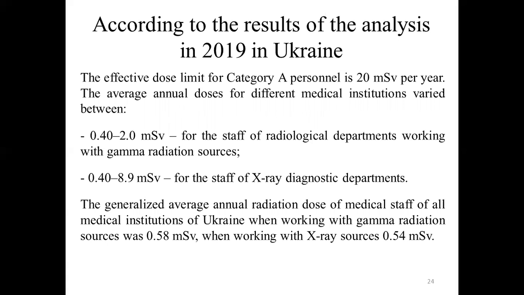The generalized average annual radiation dose of medical staff of all medical institutions of Ukraine when working with gamma radiation sources was 0.58 millisievert. When working with X-ray sources, 0.54 millisievert.